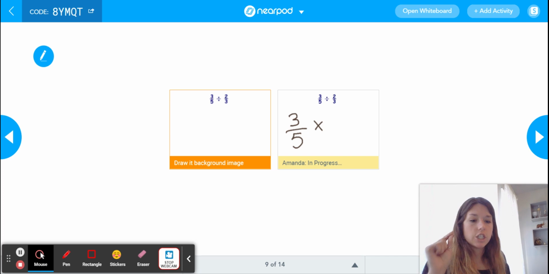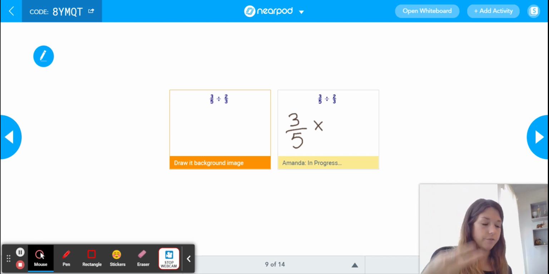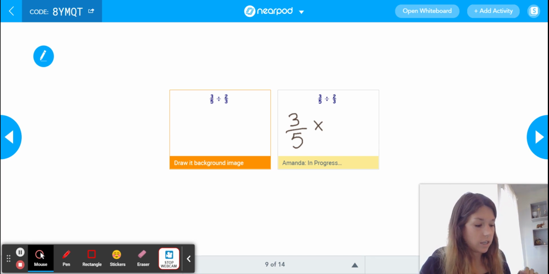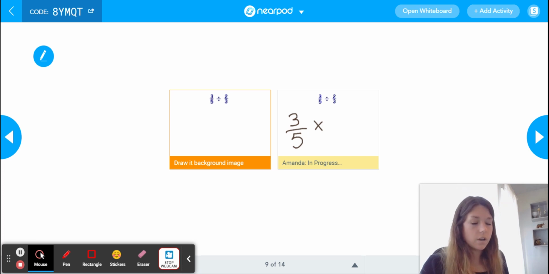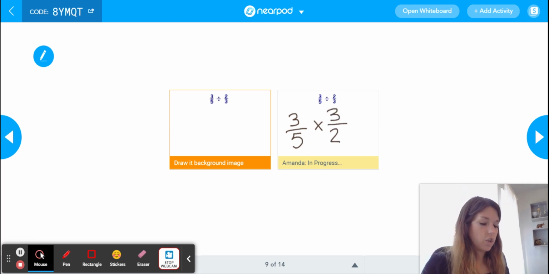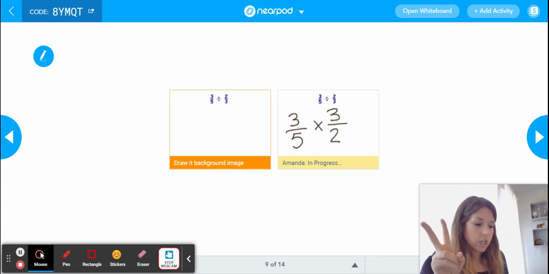So I know that we're going to change the numerator and the denominator. So we're going to take the numerator and denominator and flip them. So now I want you to take 2/3 and flip it. Take 2/3 and flip it to 3/2. So now we have 3/5 times 3/2 because we keep 3/5, change the division sign, and flip 2/3.